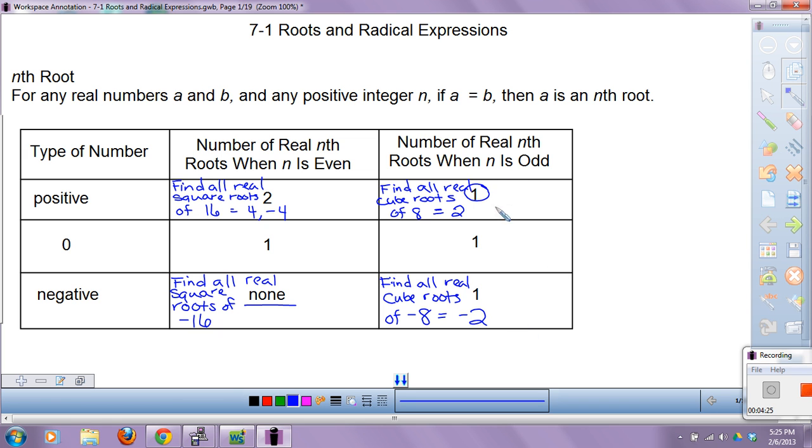So if you're doing the cube root, the fifth root, the seventh root, the ninth root, there's only going to be one answer. However, if you're finding the square root or the fourth root or the sixth root, if your n is even, then you have two options as long as you're taking the nth root of a positive number, and of course no options if you're taking the nth root of a negative number, since no number times itself will ever give you a negative number.